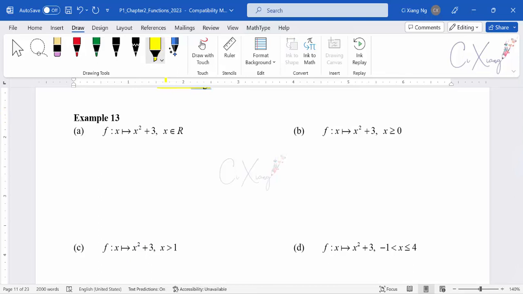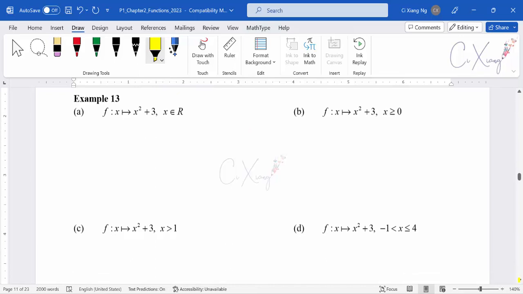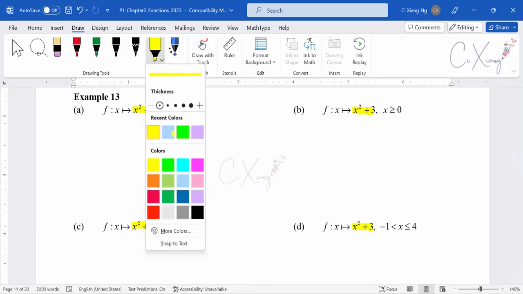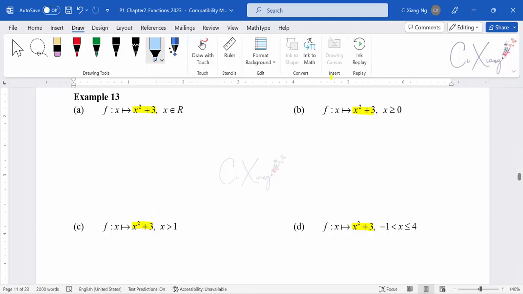If you observe these 4 parts, we have the same equation, or same expression, for the function, where you can see that it is x squared plus 3, x squared plus 3, x squared plus 3, and x squared plus 3. But if you look at the domain given, they are actually different, where x can be any element of R. That means x can be any real number.